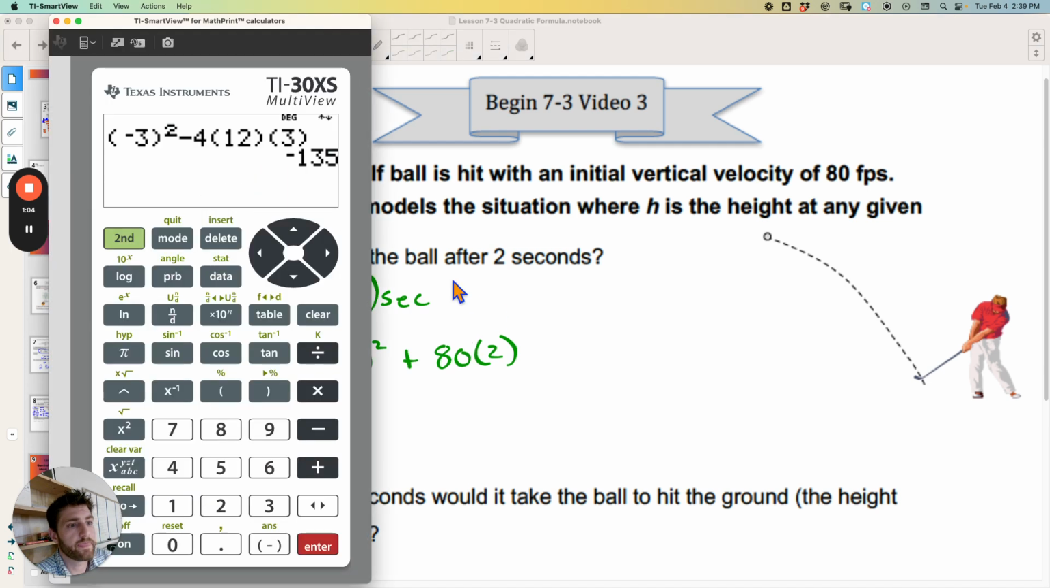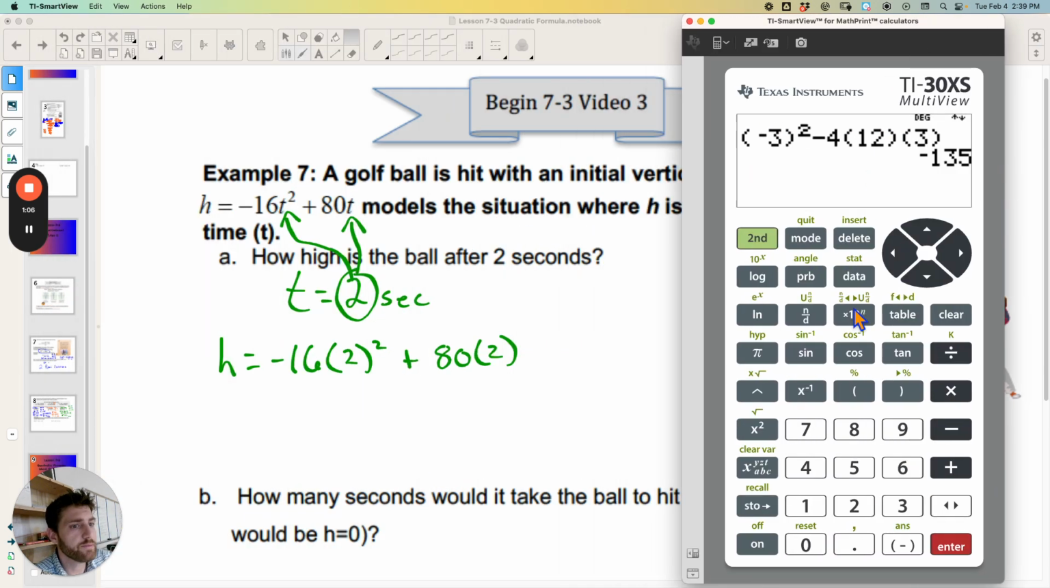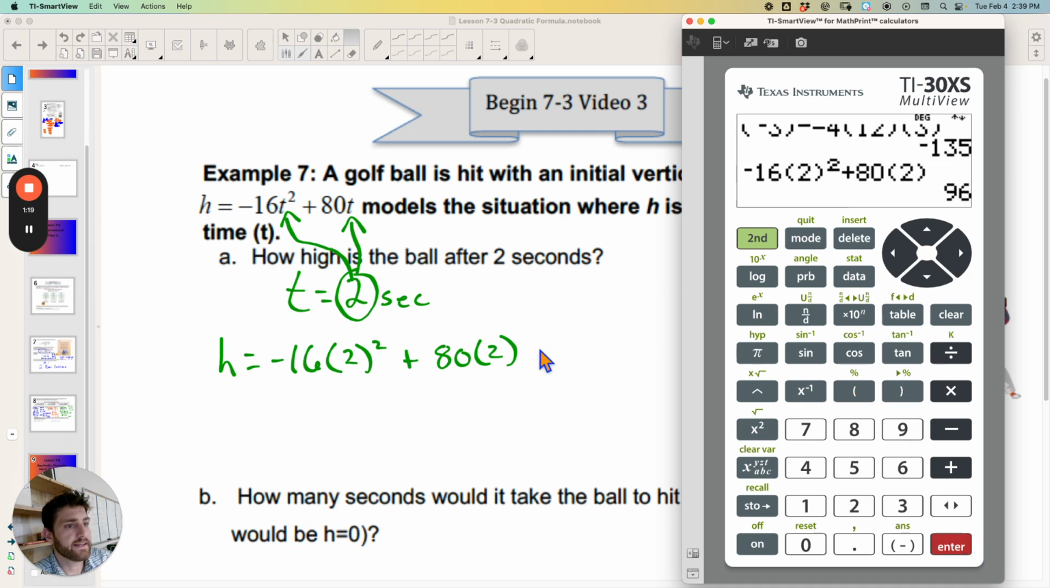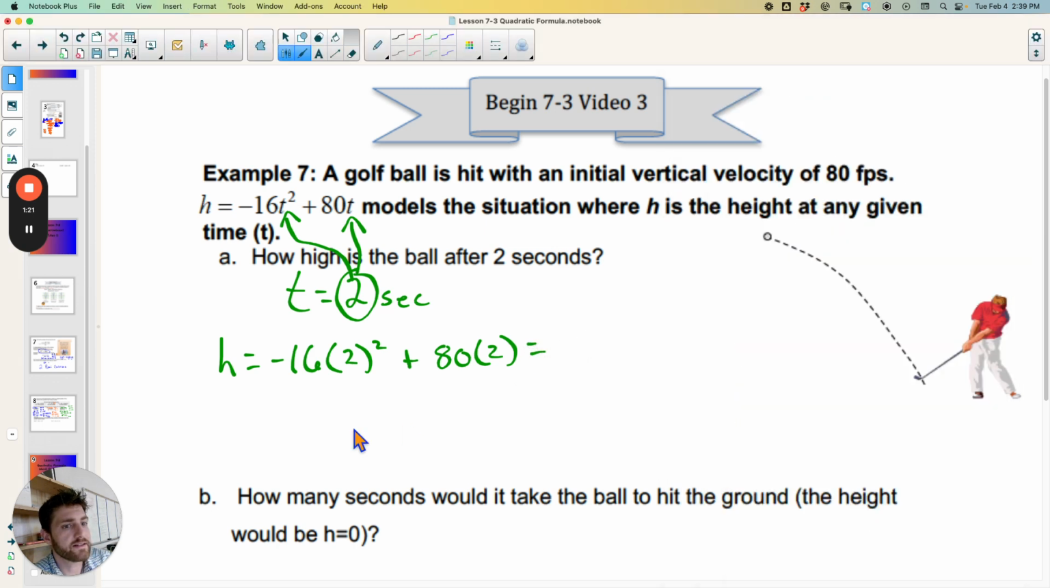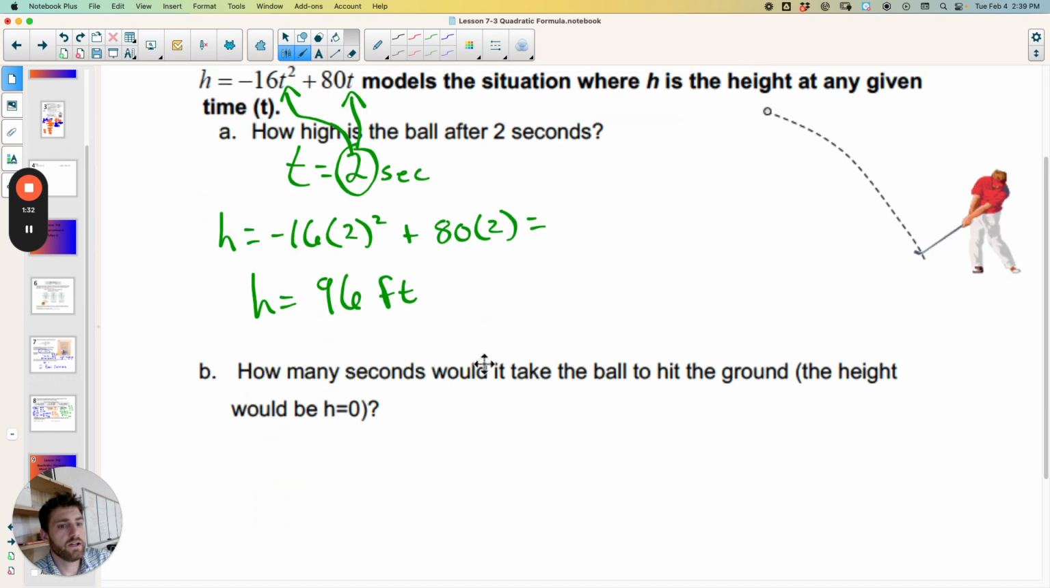Alright, so I'm just going to go to the calculator and do negative 16 times 2 squared plus 80 times 2. And I get 96. So the height, h, is going to be equal to 96 feet whenever t is 2 seconds. Alright, let's go to part B.